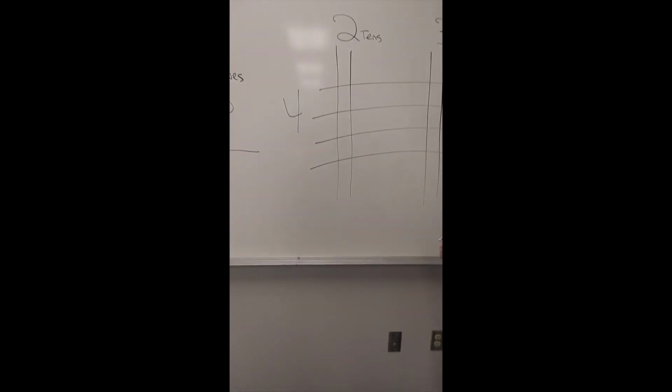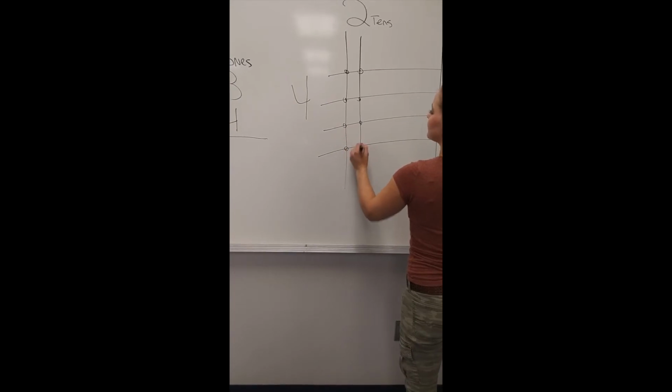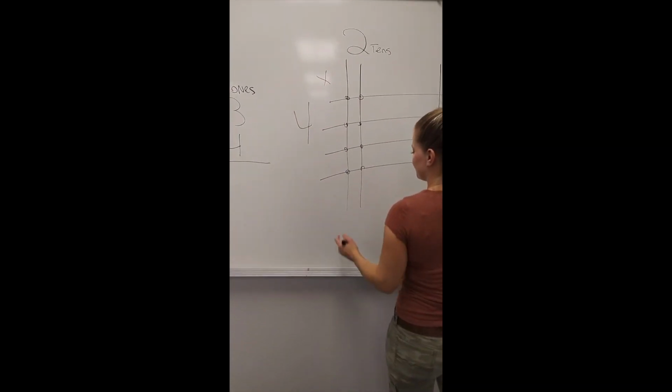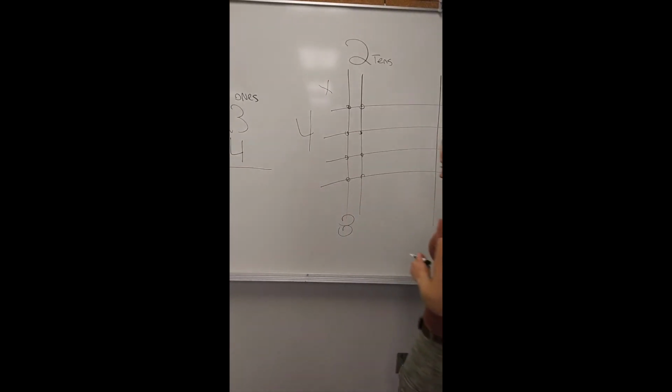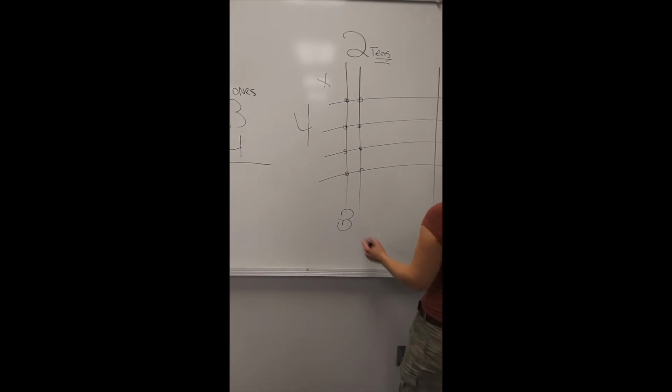Let's start with the 10 arrays. We can count each intersection line, or if we are familiar with our multiplication tables, we can multiply 4 by 2, which is equal to 8. Remember that this is the 10s array. This represents 8 10s, or 80.